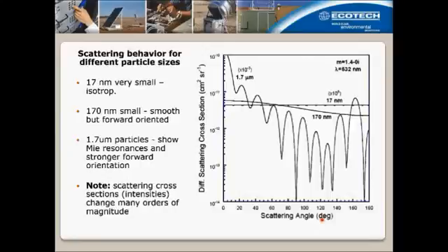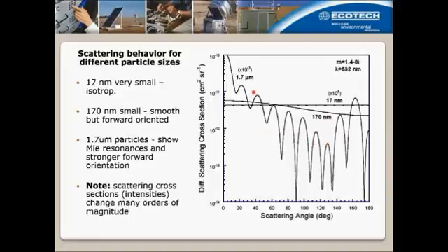If you look at the angle behavior, you see a typical graph like that. When particles are very small, the angle behavior is very smooth. It's basically flat, and that's the signature of Rayleigh scattering. So with the 17 nanometer diameter particles, you have a very flat behavior. If the particles get a factor of 10 bigger, to 170 nanometers, you see that there is a little less scattering to backward angles than to forward angles, but it's still smooth.